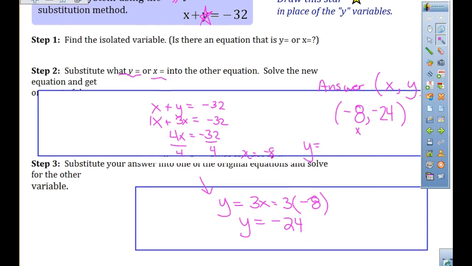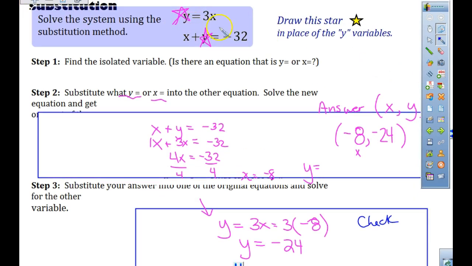Once you've solved the problem, you want to do a check. You cannot use negative 8 and negative 24 in the first equation, right? Because we know what makes this first equation true. This was the first equation that we used. So when you check, you must use the other equation, okay?